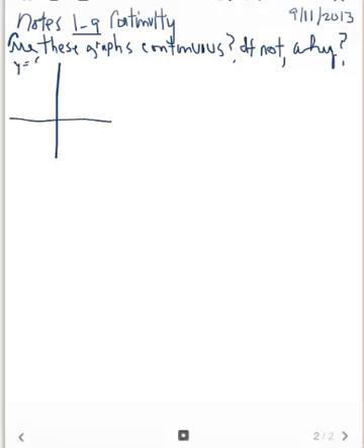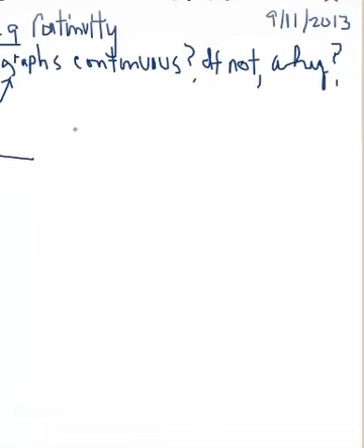Informally, can we draw these graphs without lifting our pencil? Just some arbitrary function here I'm drawing. The removable discontinuity, also known as a point discontinuity, also known as a hole. I'm going to indicate the x-coordinate of that point discontinuity by a C. Okay, so could I draw this graph without lifting my pencil?